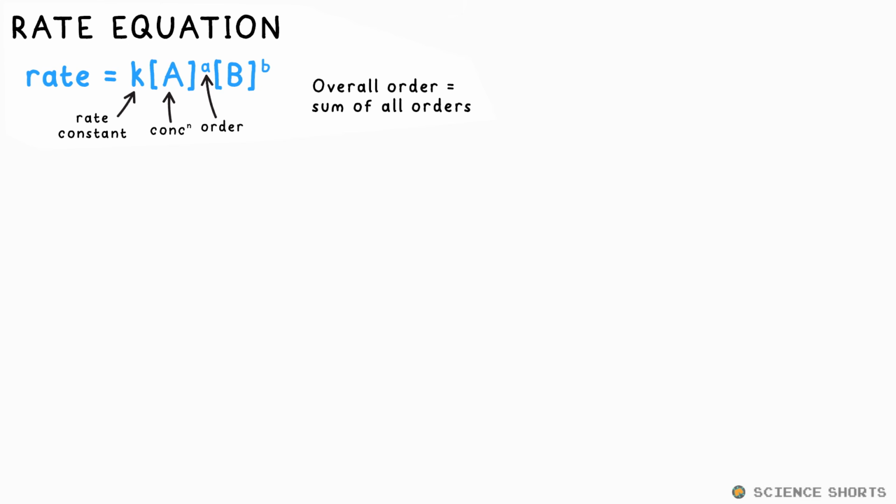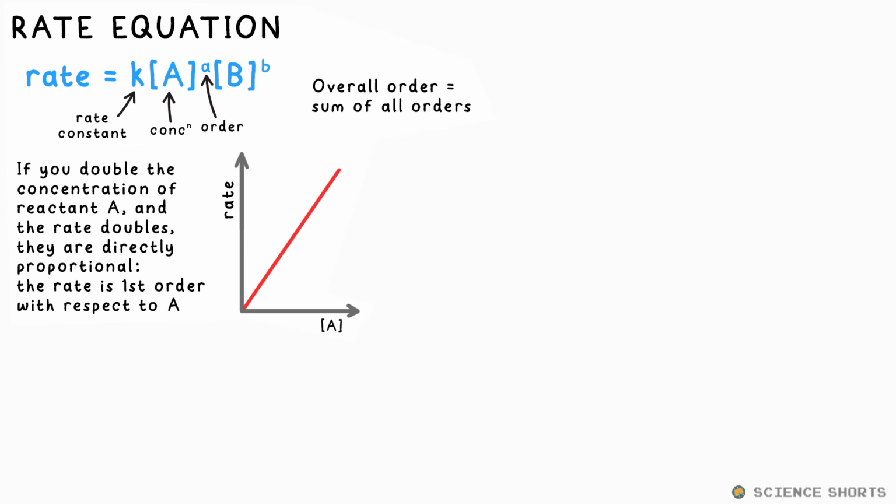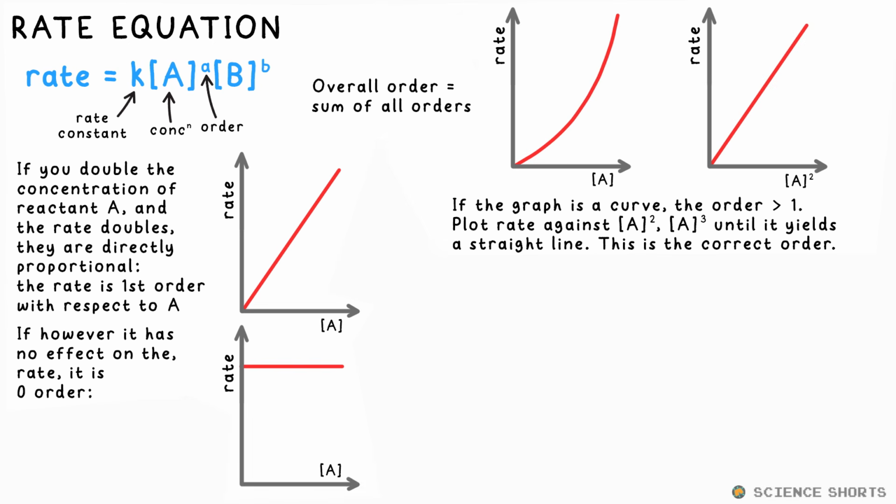So how do we determine the order for each concentration experimentally then? Well, we carry out the same reaction several times, changing the concentration of the reactant we're concerned with. We can plot rate of reaction against concentration. If that gives you a straight line going up, it's first order. If it's a curve, we then plot the rate against concentration squared. If you get a straight line then, it's second order, and so on. Just be aware that sometimes the order won't be a whole number.